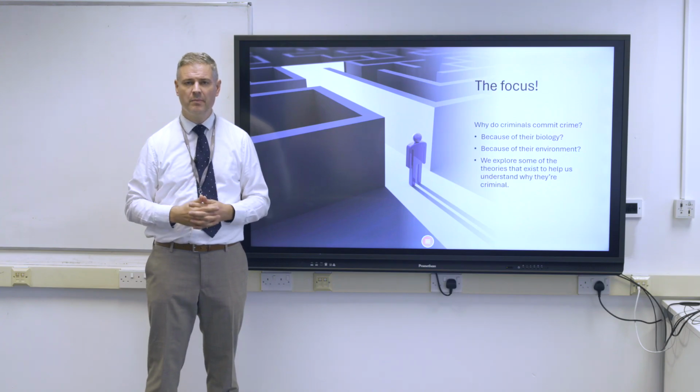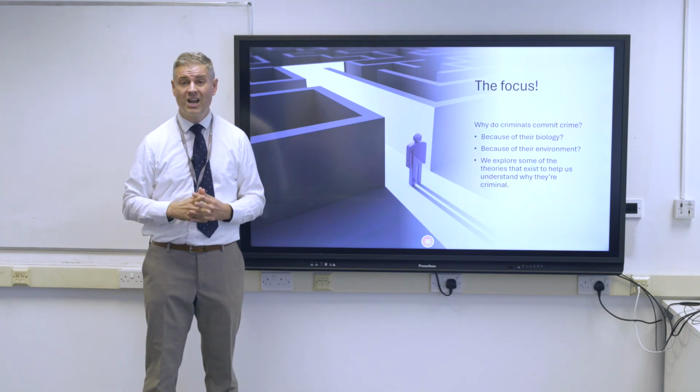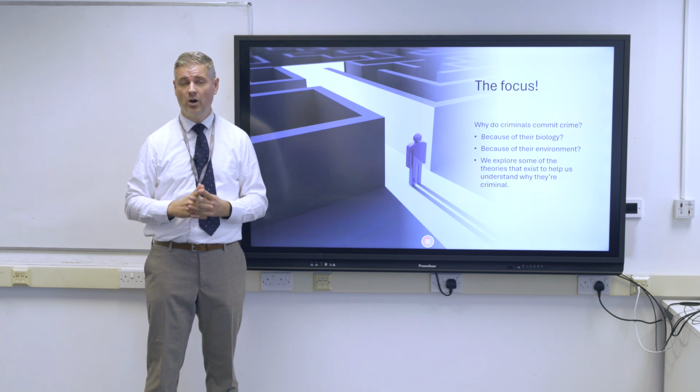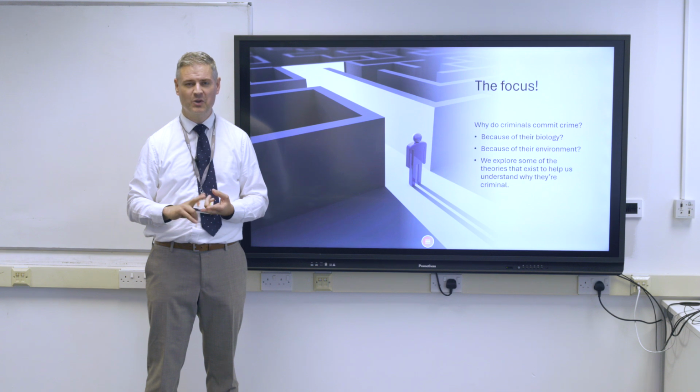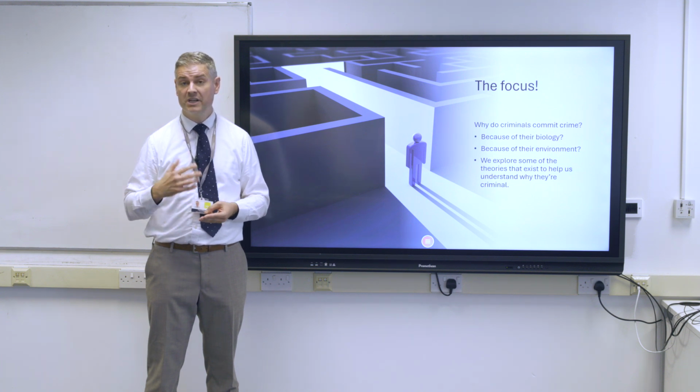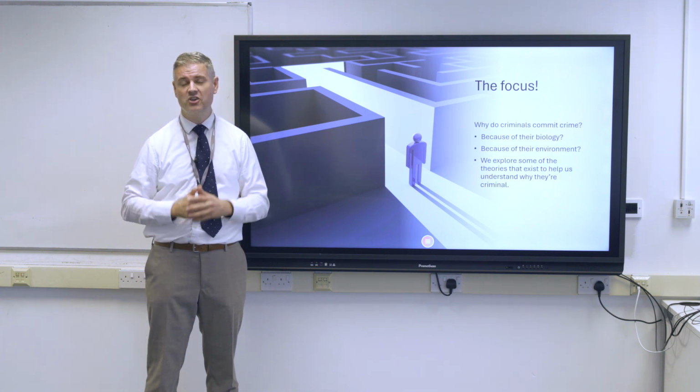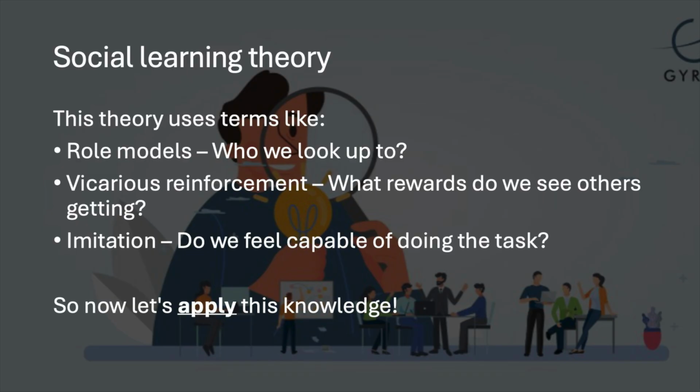So to try and give you a little bit of a taste of what we're going to do, we're going to have a look at just one theory. We're going to look at one type of crime, and then we're going to have a look at evaluating it, which will hopefully give you the whole picture of what we do in Unit 2. So first of all then, social learning theory.